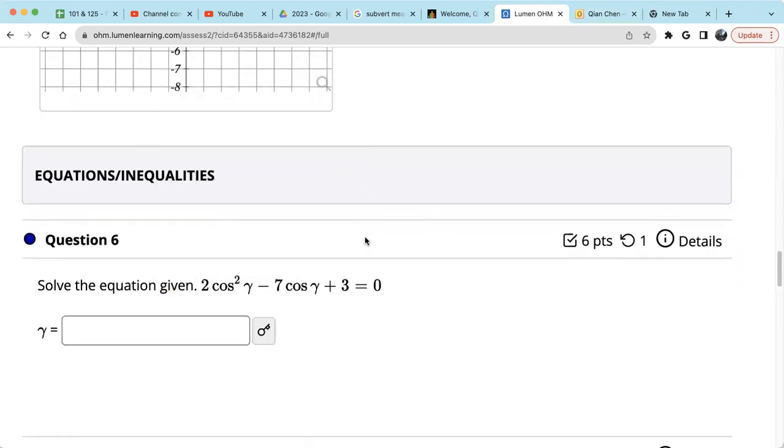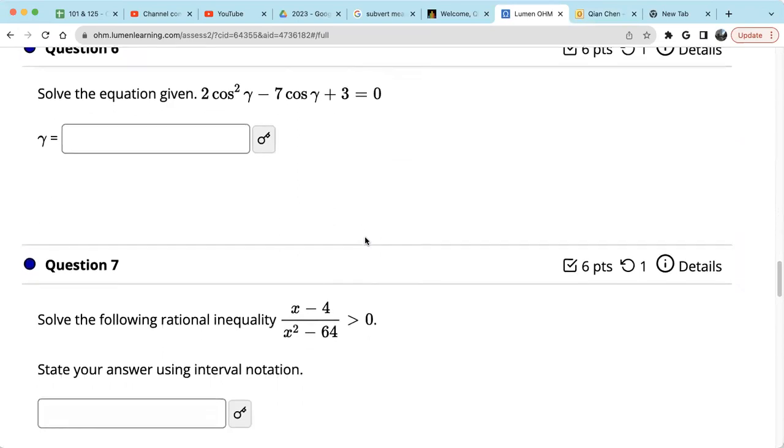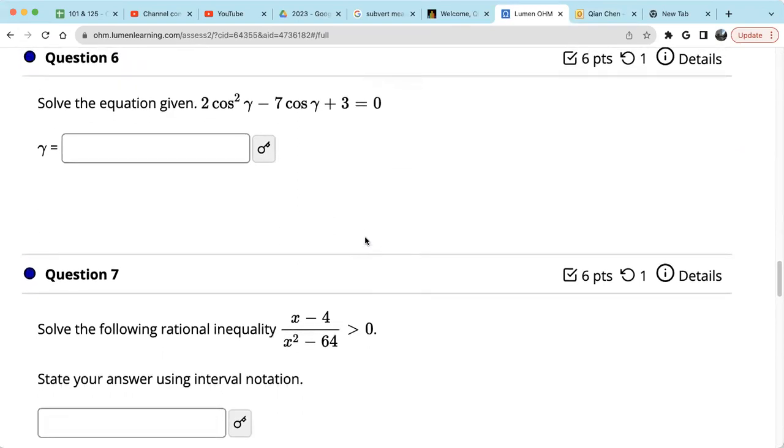Let's see question 6. We want to solve these trig equations. Let me grab my pen. So we have 2 cosine square gamma. Gamma is just an angle, okay? It doesn't matter, just a variable. If you don't like cosine, you can use k or t to substitute, right, to convince yourself.